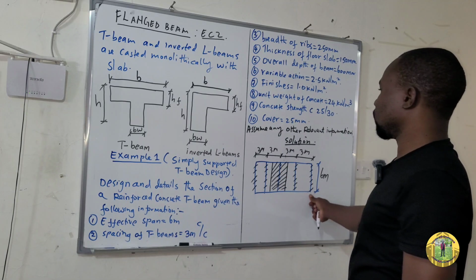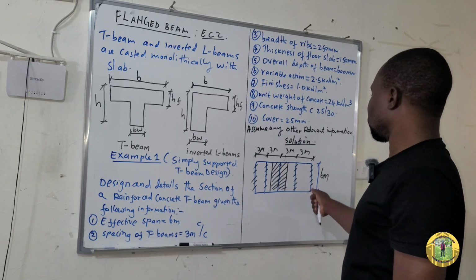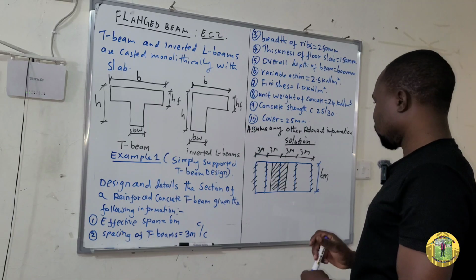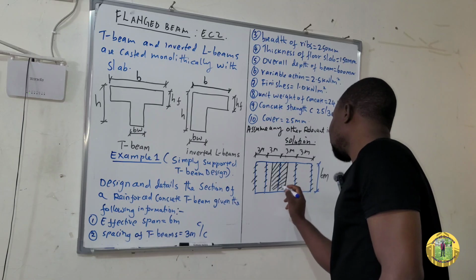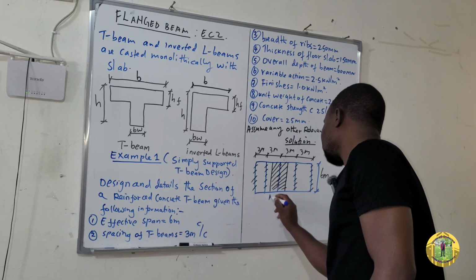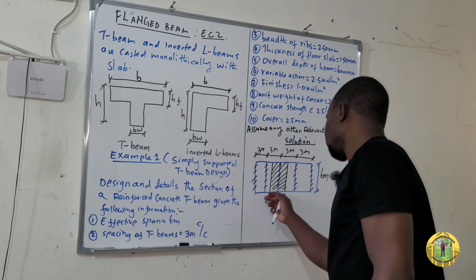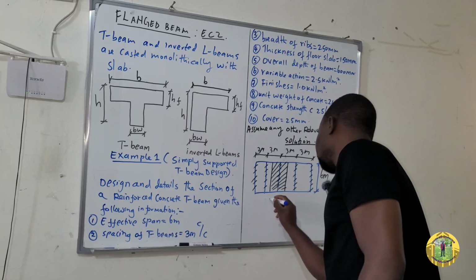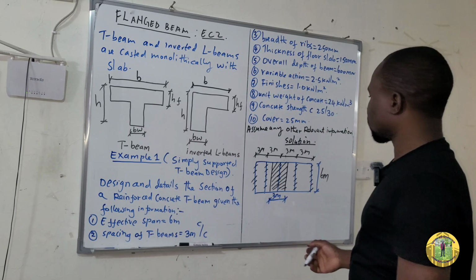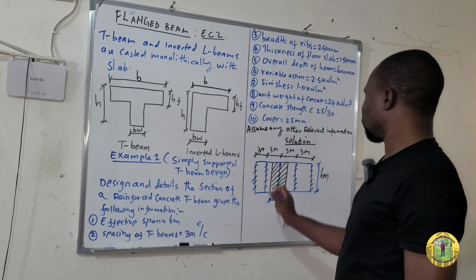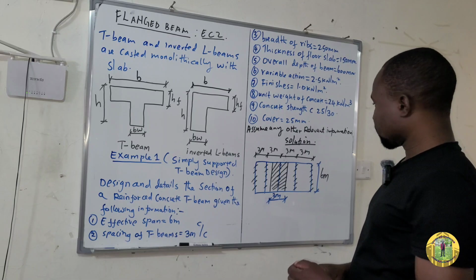And this one is an edge beam. So this one will only support on one side. Therefore, you will design it as an L beam. So the area or the width which is supported by this beam is 3 meters, because it is supporting a half of this slab and a half of this. Therefore, it is supporting a width of 3 meters.